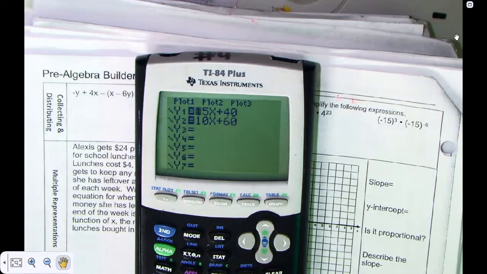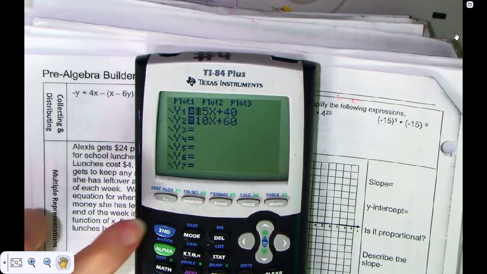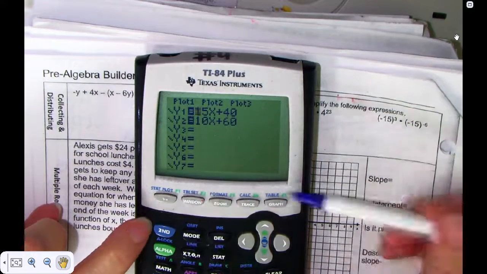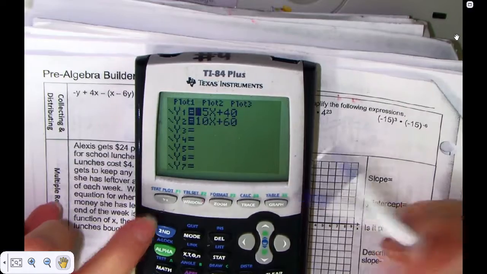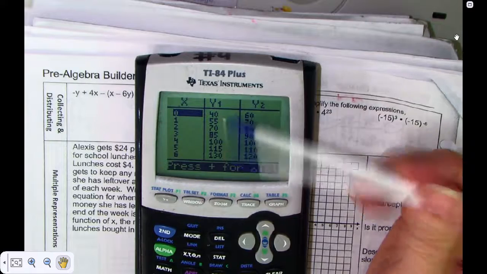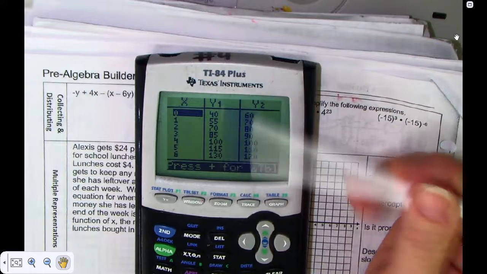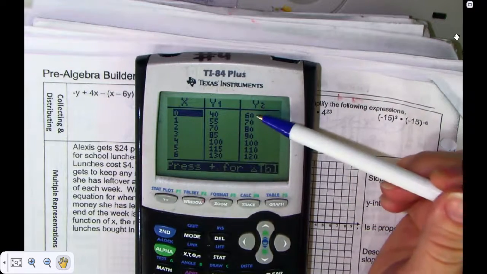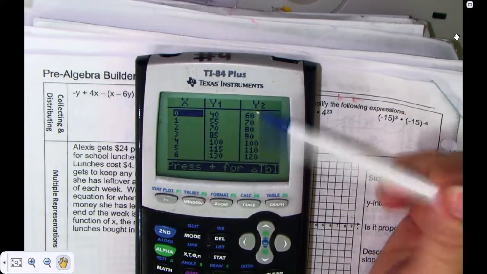Okay, what did we do to go to the table? We did second table. Good. Second, you see table up here, this in blue? So second table. So at 0 hours, Emily charged what? 40. Emily's charges are in the Y1 because that's where her equation is. And Caitlin charged 60. This is Caitlin's charges.